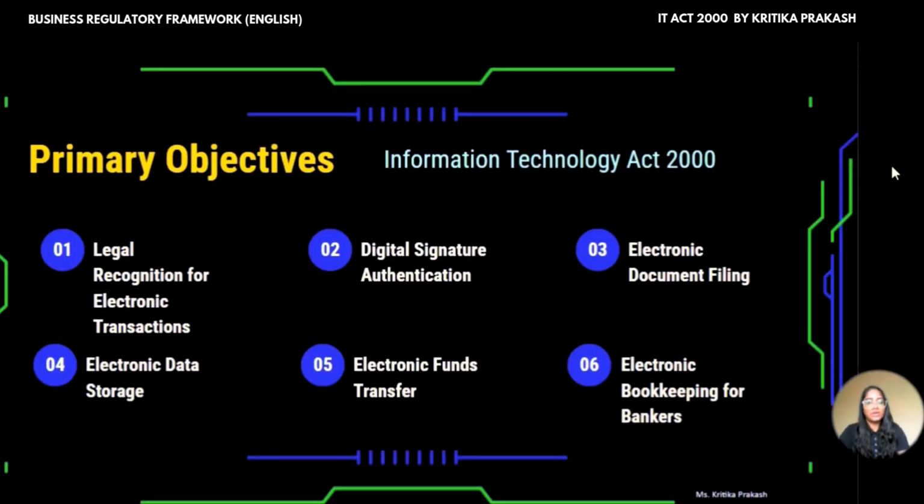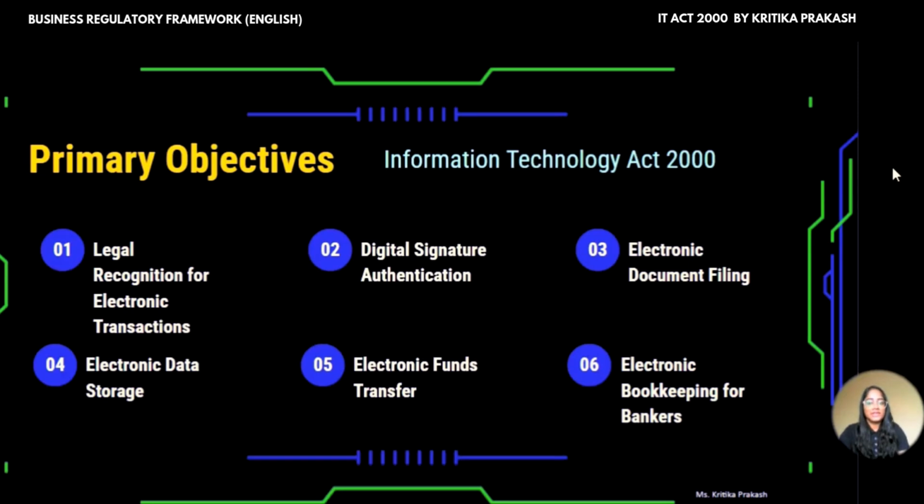Understand the primary objectives of the IT Act. There are 6 primary objectives that are being fulfilled by it. Legal recognition for electronic transactions. There are some transactions which are being electronically recognized under this act. Fulfilling them and legally recognizing them is the main objective of the IT Act.